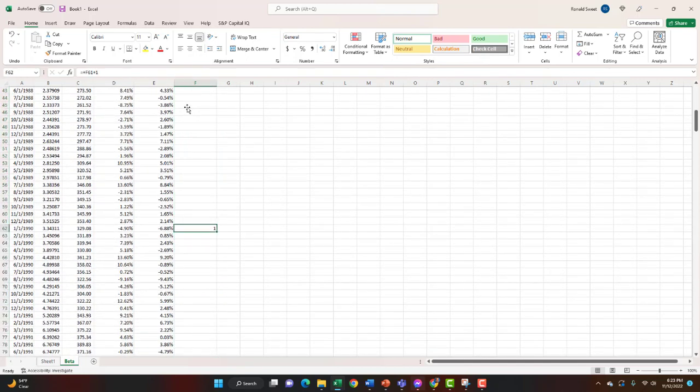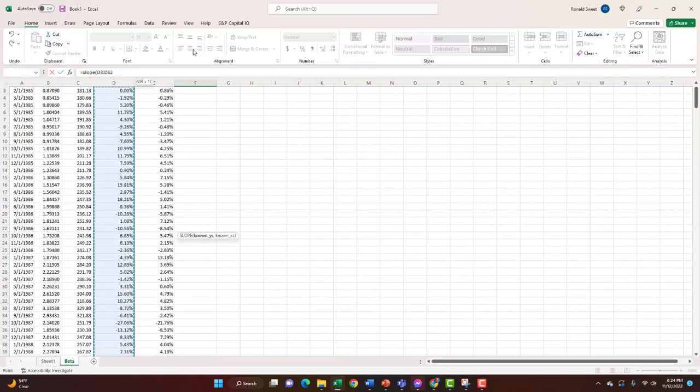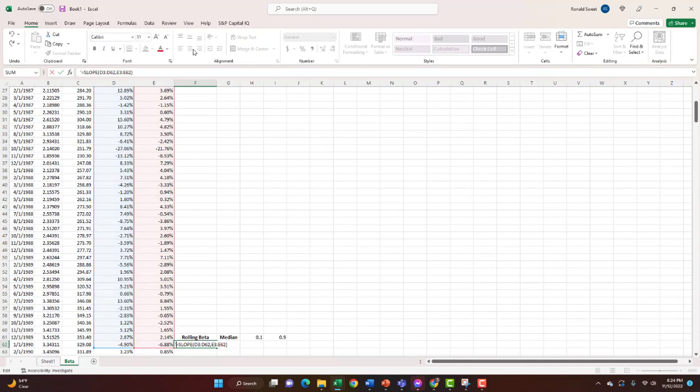So here I can put the beta. So I'll put the rolling beta here. I can put the median here. And then I'll put the 10th percentile and the 90th percentile. So for the rolling beta, for the first 5 years, we're going to use the beta formula, which is equal slope, open parentheses, do Walmart first, Control Shift up, comma, do the S&P 500, close parentheses, and that gives us our beta. I'll put the formula over here on the side.